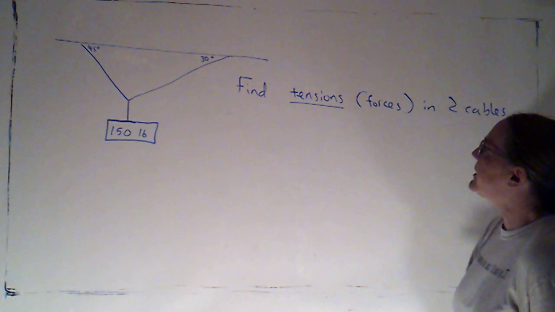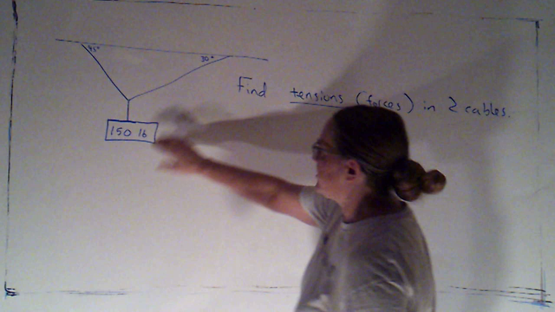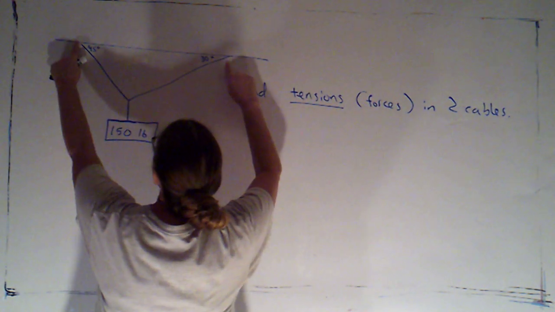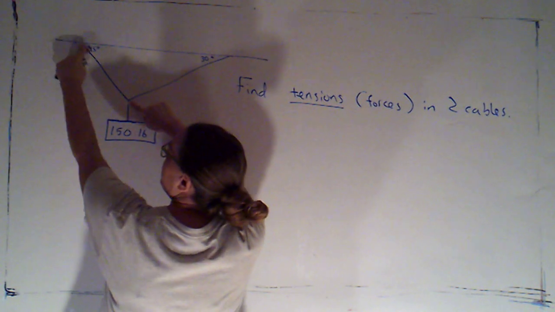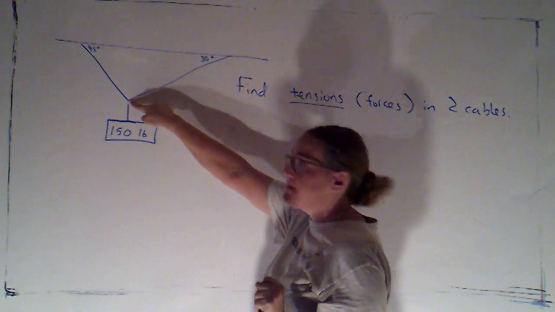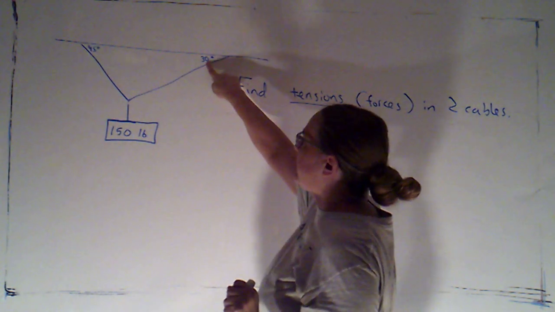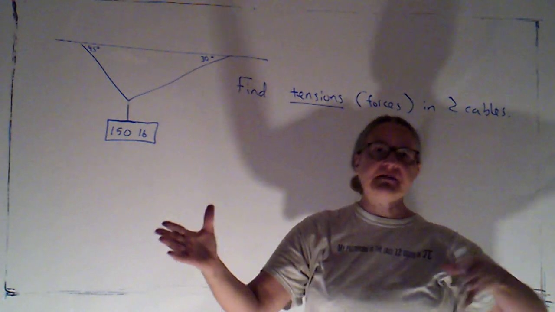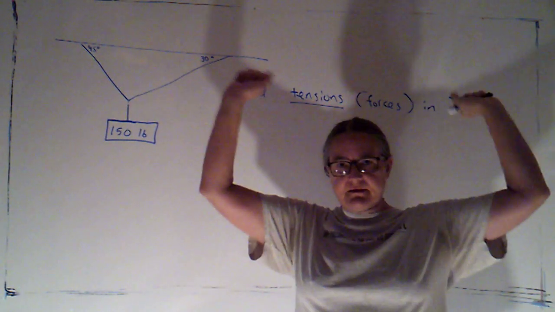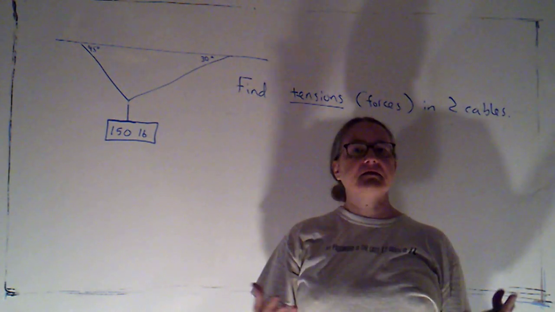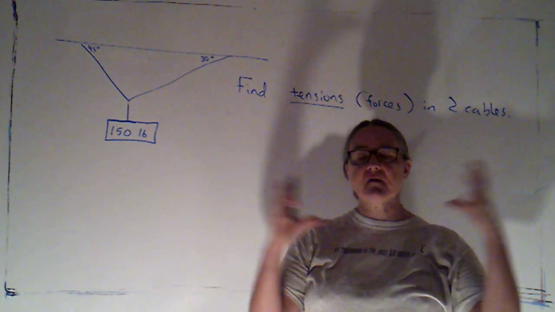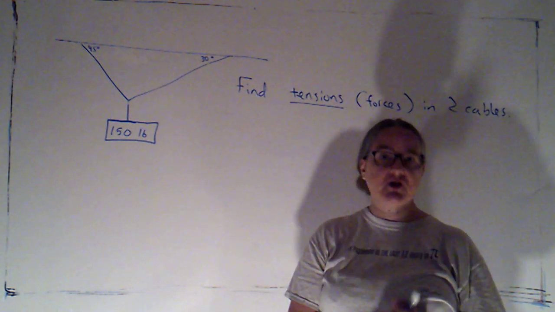So here, we've got this object that weighs 150 pounds, and it's suspended from these two cables. One cable up here makes an angle of 45 degrees with the ceiling, and one cable here makes an angle of 30 degrees with the ceiling. And we are supposing that the object is not moving, so that it's hanging from the ceiling in such a way that it's in what we call static equilibrium. So nothing is moving because all the forces cancel each other out.